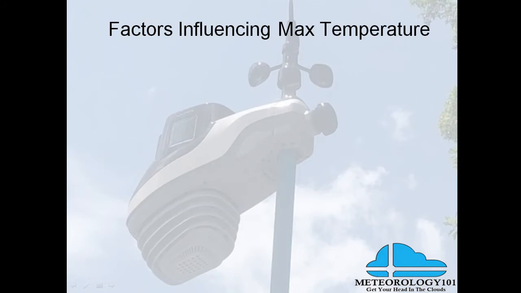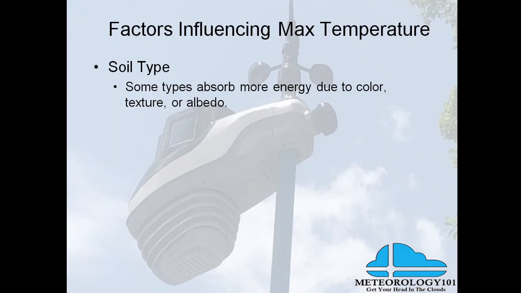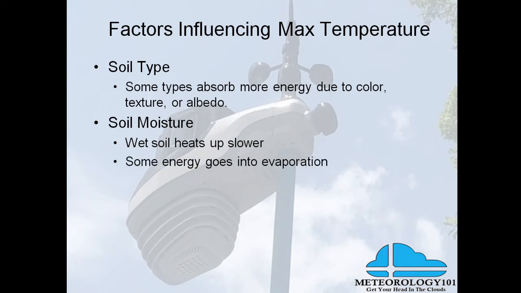Now, factors influencing max temperature: the soil type. It all comes back to absorption and emission. Some types absorb more energy due to color, texture, and albedo. The soil moisture. Wet soil heats up slower, and some energy goes into the evaporation. So if you see what looks like steam coming off the ground, that will be the evaporation of that moisture as the sun comes up. If you have a warm soil, you can see the moisture coming off of that.